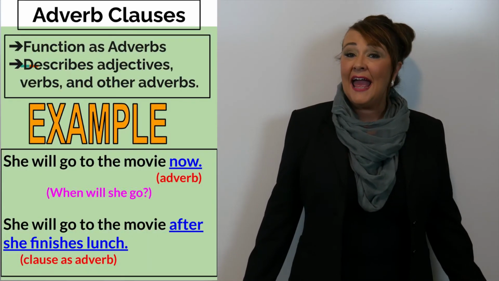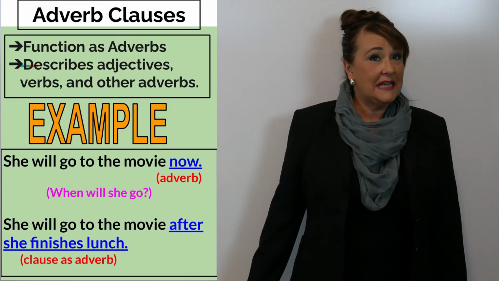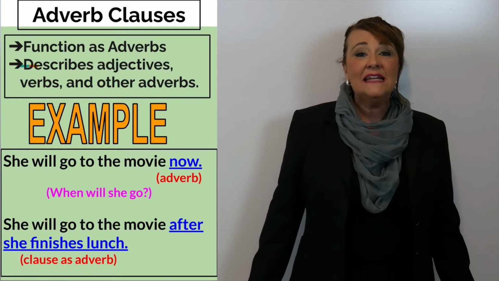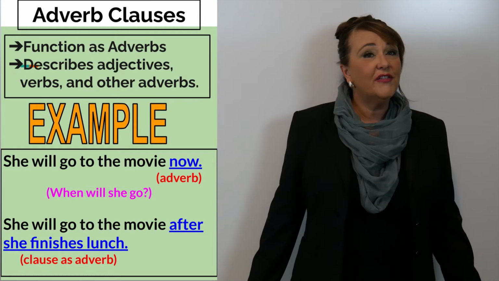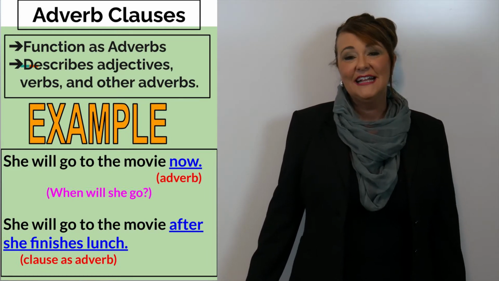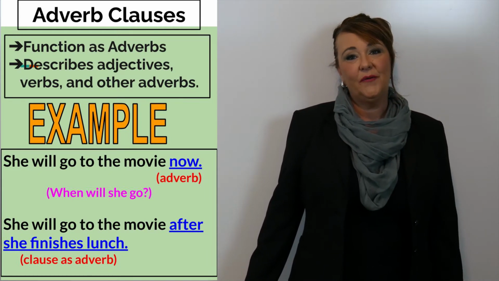So now that we've looked at noun and adjective clauses, let's look at the third type of clause, which is an adverb clause. Now, an adverb clause functions as an adverb. It describes adjectives, verbs, and other adverbs. Let's look at the example.